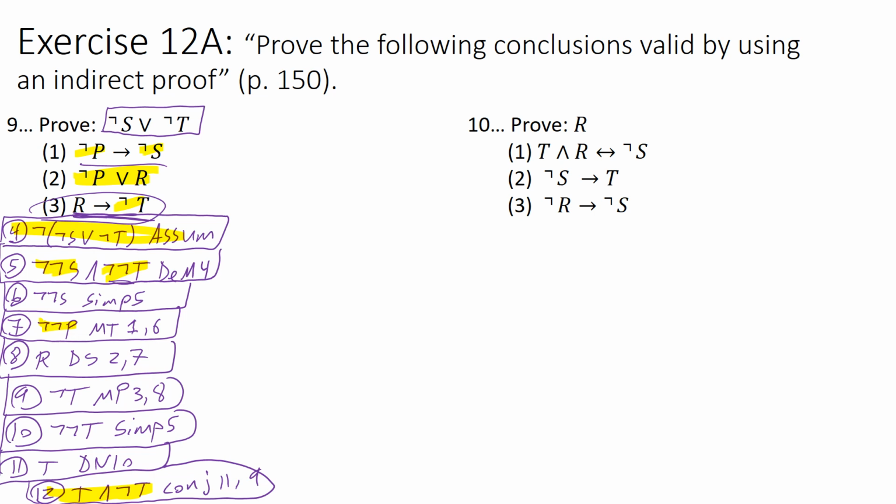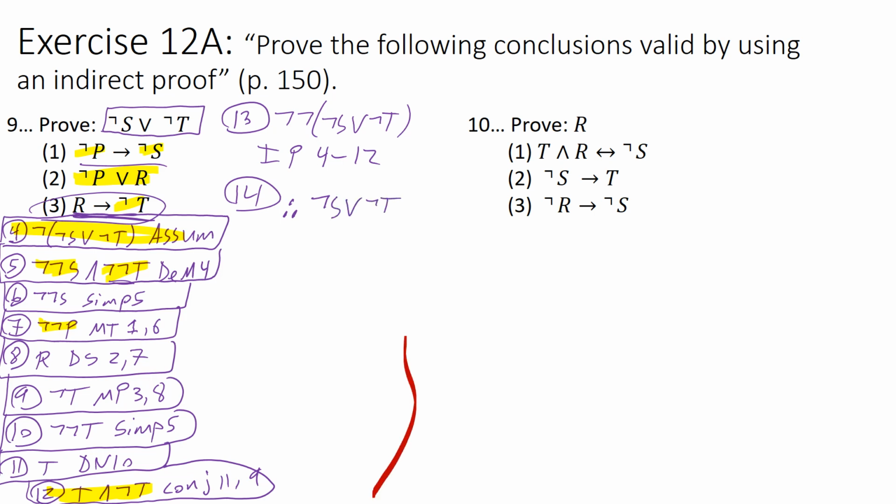Thus, outside of quarantine, for line 13, we can get not, parentheses, not S or not T, because we're denying that assumption. Indirect proof, lines 4 through 12. And then we'll apply double negation to reach our conclusion of not S or not T. And 14, of course, was a double negation of 13.